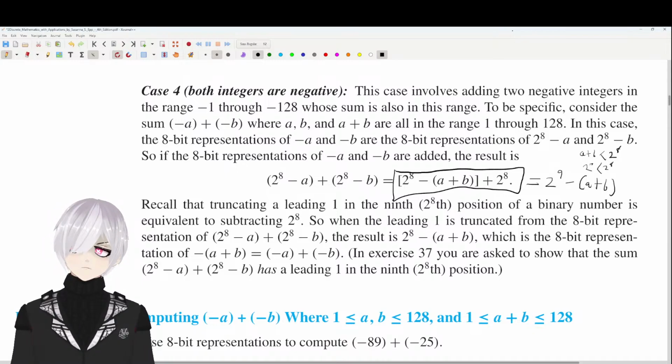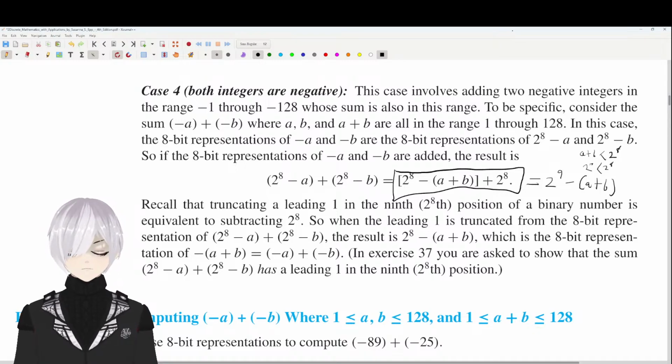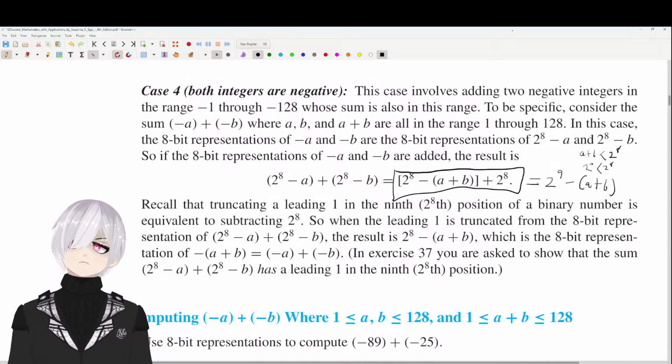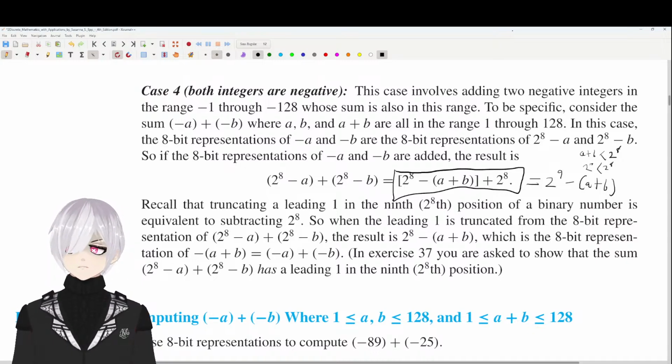Yeah, you're right. 2 to the eighth, 2 to the ninth minus a plus b. If we have 2 to the ninth minus something from 1 to 128, that is going to be in the range of, because 2 to the eighth is 256 and 2 to the ninth is 512. So if you take 512 and subtract something from 1 to 128, it'll be between 256 and 511. So that means it'll have a leading one in the 2 to the eighth position.